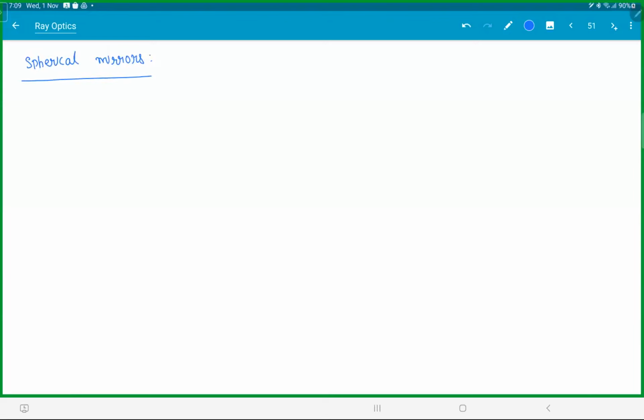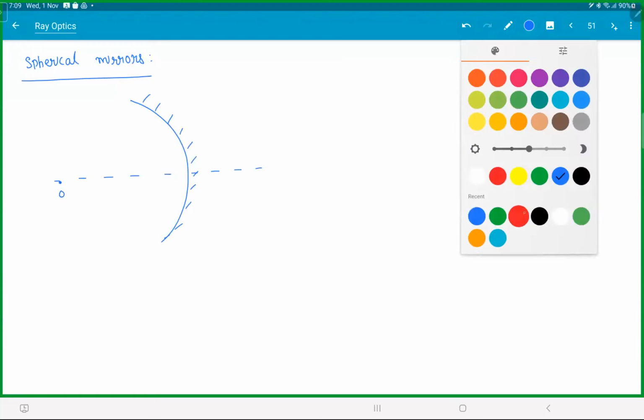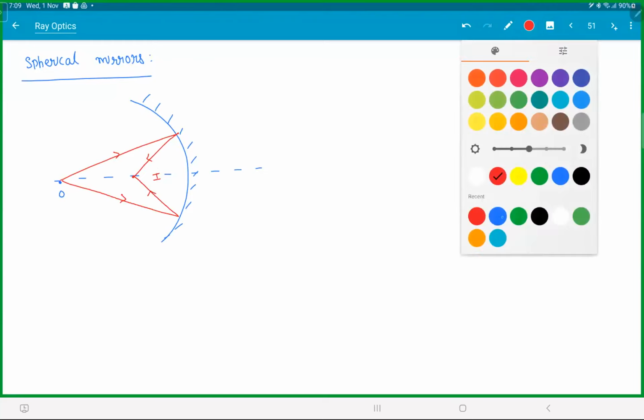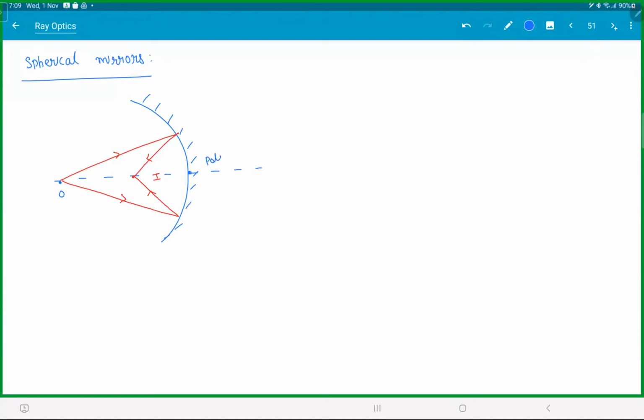So spherical mirrors. You could have taken even convex also, just to give an example. So this is an object. Rays go, hit the mirror, and this is the image. This is your pole. O is the object. So the formula is 1 by V plus 1 by U. Everyone should note down these formulas, right? Copy it down. 1 by F, F is equal to R by 2.